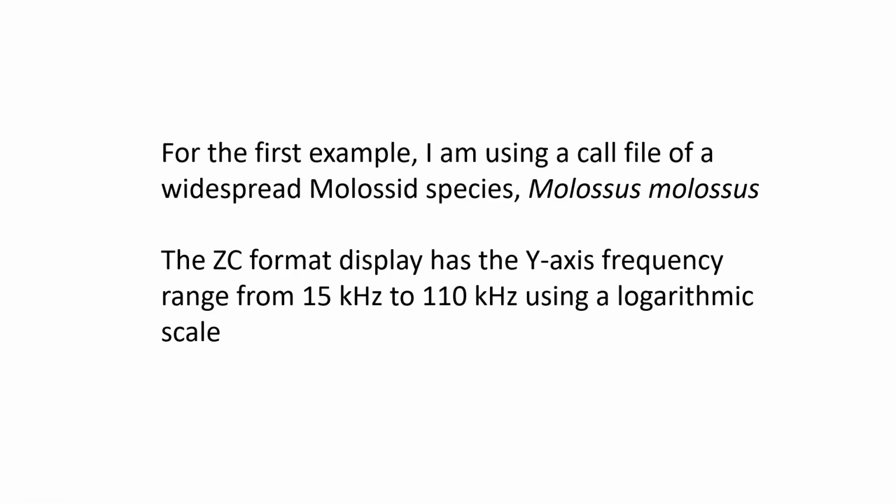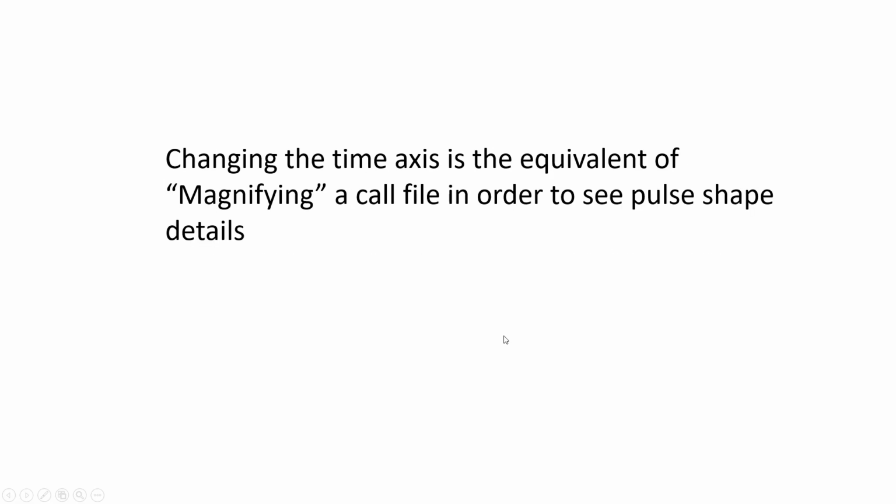So the first example I'm using is a call file of a widespread species, probably in all of your areas, Molossus molossus. Again, this is a zero crossing format display. The y-axis for the frequency is set with a range of 15 to 110 kilohertz using a logarithmic scale, which I'll come back to shortly.